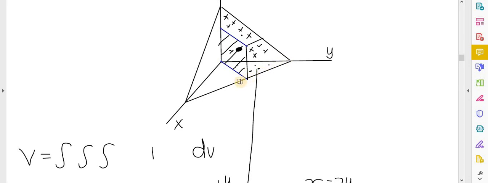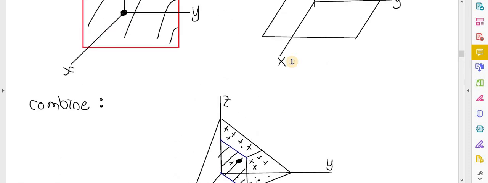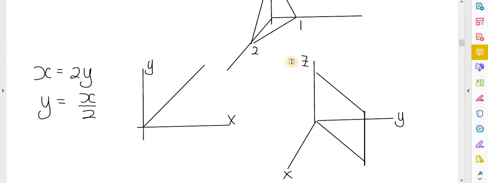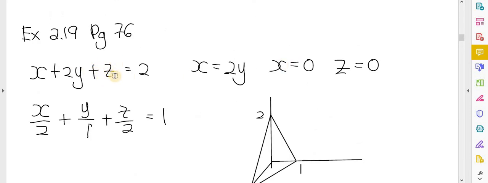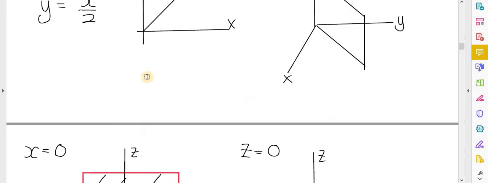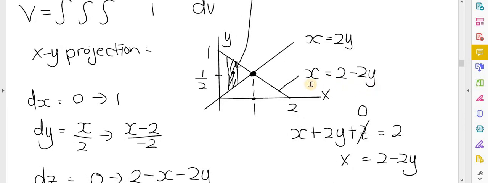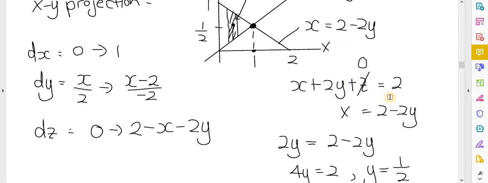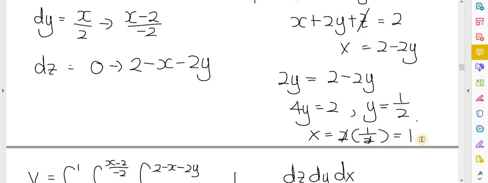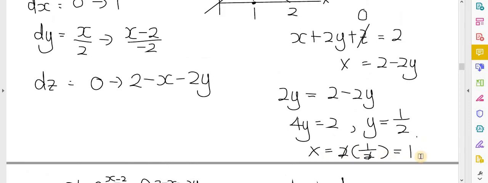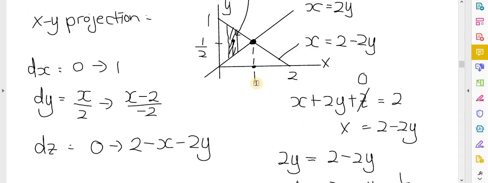This one, and this line is located at z equals 0. So when I replace z equals 0, I will get x plus 2y equals 2. This will be the equation of my straight line here. Solving the simultaneous equations, at the end I will find that my x will be 1. You can try it yourself and check whether you get 1 or not. So my dx will be from 0 up to 1.